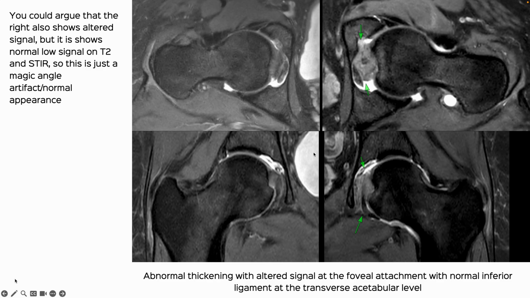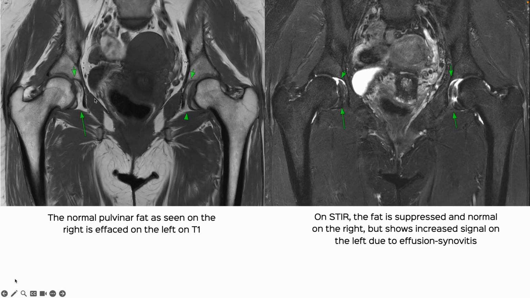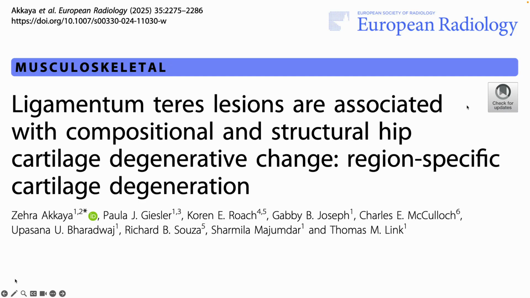So to be sure that this is abnormal, we need to get the appearance that we're seeing on the left, which suggests a partial tear. But there's another sign that helps, which I wasn't aware of until I read this paper from European Radiology, and I'll come to that. So, what is the sign? That's the normal pulvinar fat on the right. On the left, it's effaced, it's smaller, there's effusion here, and on the STIR, you can see that there's increased signal. And this is effusion synovitis on the left as compared to the right. Secondary to the ligamentum teres partial tear and injury.